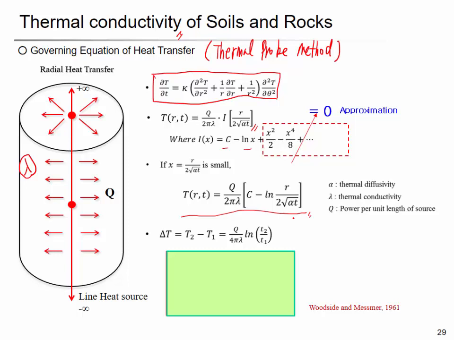So then, if we can find the temperature change at time 1 and time 2, between these two time intervals, then we can simplify the equation to this one, and from this equation, we can calculate the lambda. So lambda will be, if you manipulate this equation, Q over 4 pi times 1 over delta T over ln T2 over T1. So this is the final equation people use to calculate the thermal conductivity lambda for a given heat flux Q.